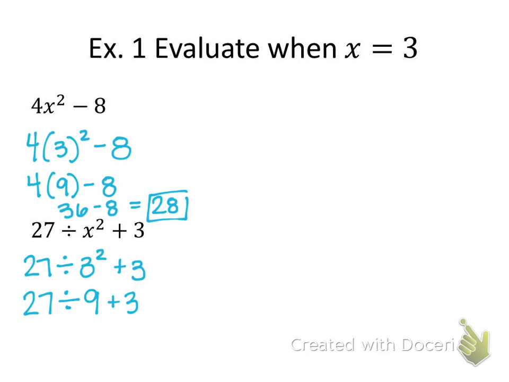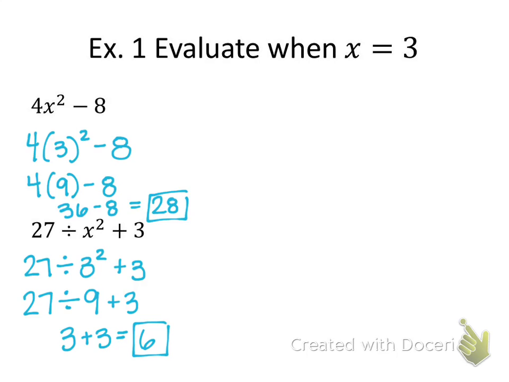Okay, what would I do now, Lacey? Which I'm going to get what? 3. 27 divided by 9 is 3. And 3 plus 3 is 6. My final answer. Again, you could plug it into your calculator and check your work.